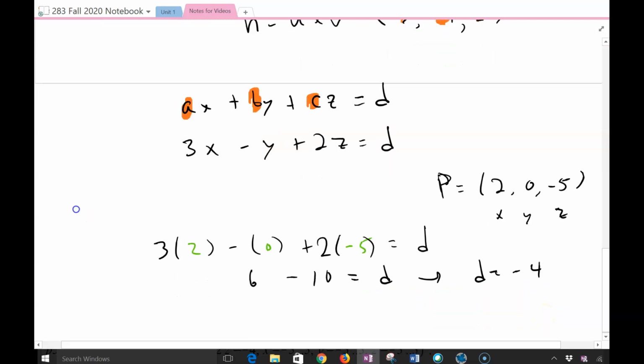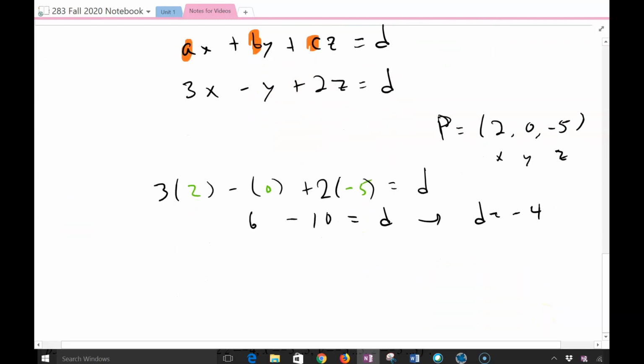All right, so there's our equation. Then we just have to plug that back in up above for d. So we've got our equation 3x minus y plus 2z equals -4. All right, and that's it. If that's all we were asked to find, we're done.